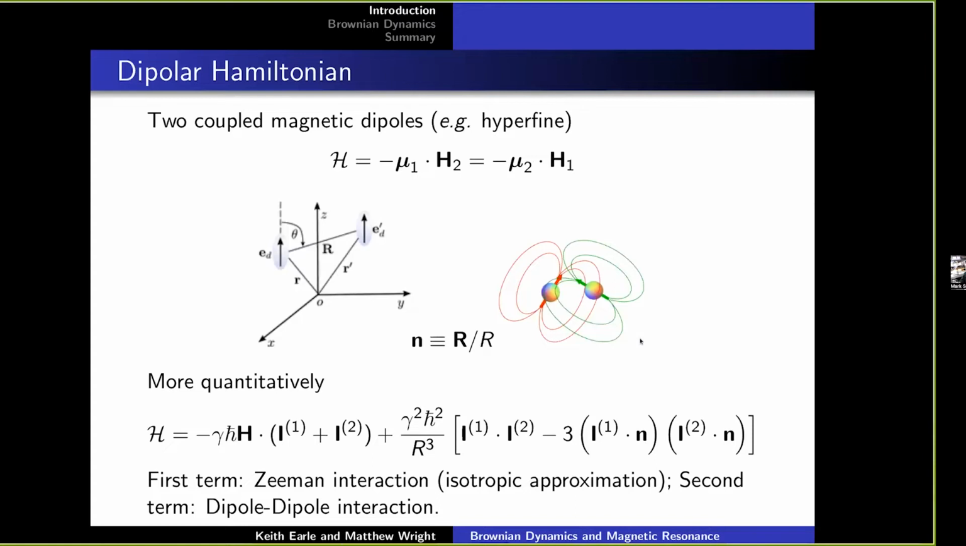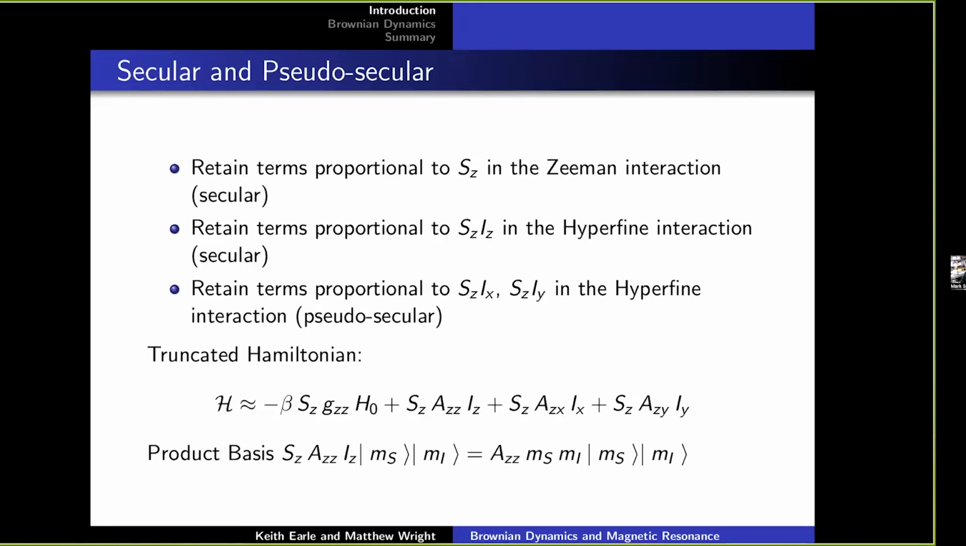All right, I think I'm going to skip this slide. And now let's focus for a moment on what I'll call the truncated Hamiltonian. I'm only keeping pieces of the electron-Zeeman interaction. I'm only keeping pieces of the hyperfine interaction. So this term and this term define the energy levels that are of interest in the system.